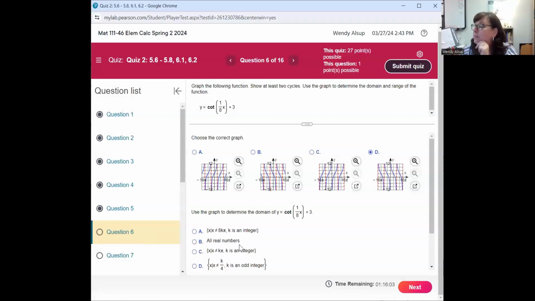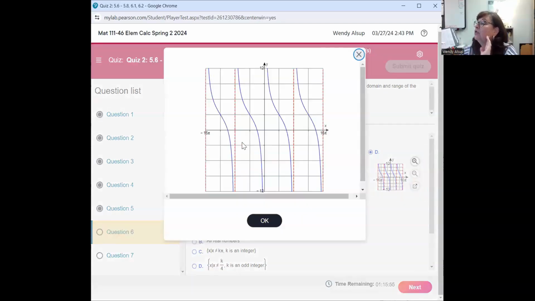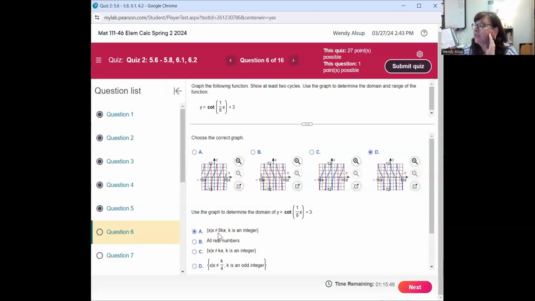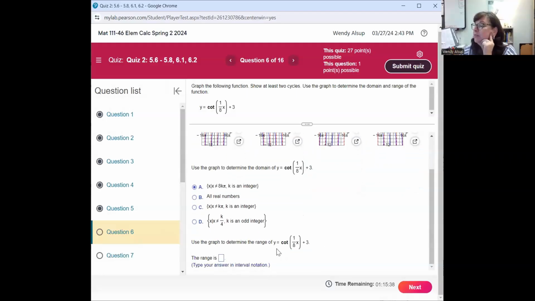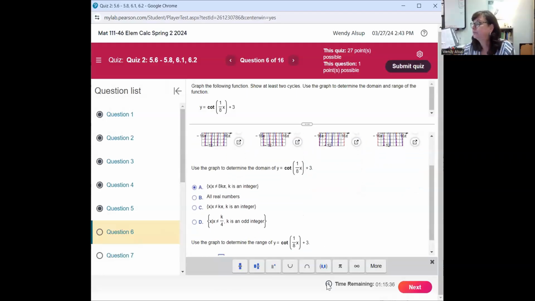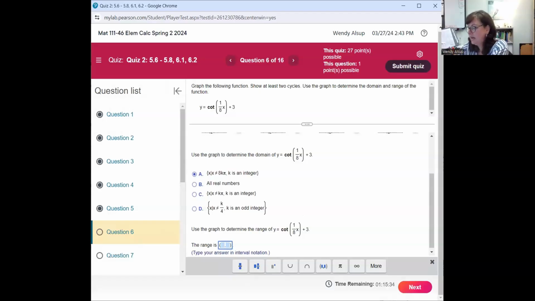What was your period? We ended up with an asymptote every 8 pi. So letter A: x such that x does not equal 8k pi, where k is an integer. Every 8 pi, we're going to have an asymptote. And then if you look at it real quick, you can tell your domain is all real numbers, so negative infinity to infinity.